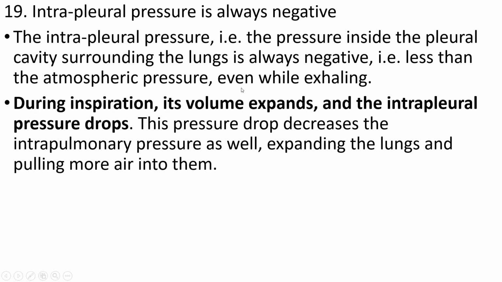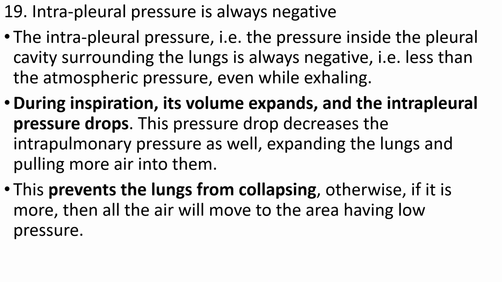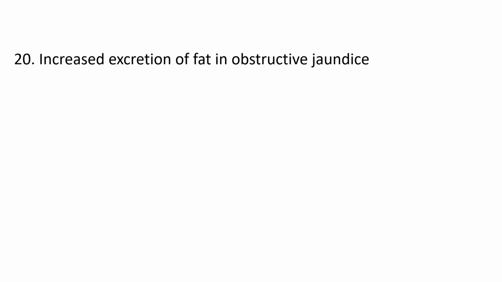During inspiration, the volume expands and intrapleural pressure drops. This pressure drop decreases the intrapulmonary pressure as well, expanding the lungs and pulling more air into them. When the intrapleural pressure is always negative, air cannot easily come inside the pleural cavity, and this prevents the lungs from collapsing. Otherwise, the air will move into the area of low pressure and may cause collapse, atelectasis or collapse of the lung, or even no proper breathing can take place.